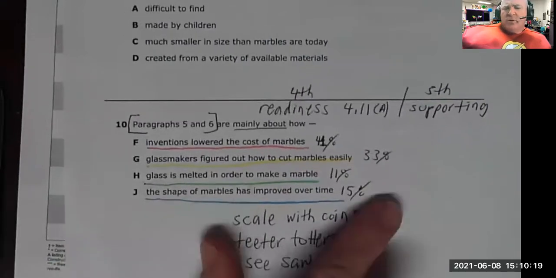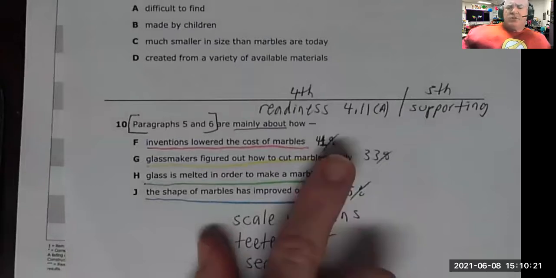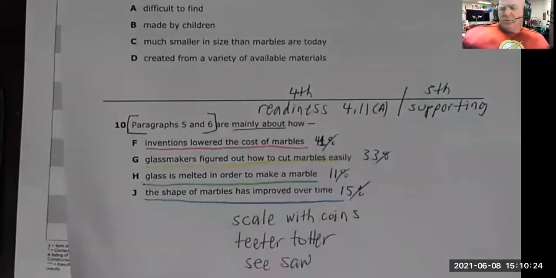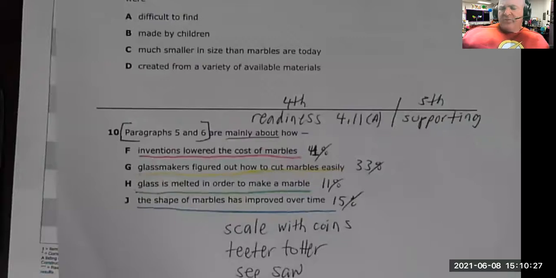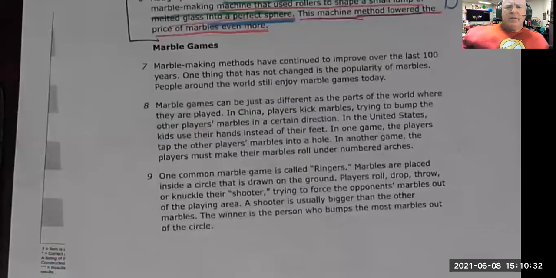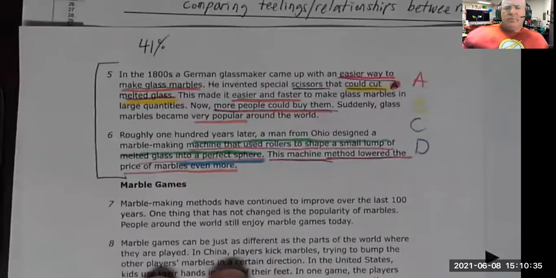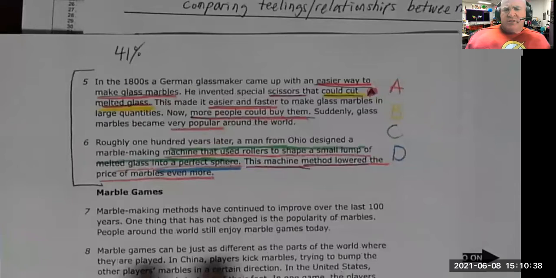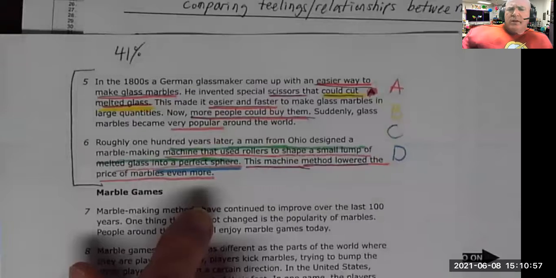So the two most chosen answers are F and G. And all I did was print out paragraphs 5 and 6 for you. I'm just going to flip it over so you can see it. And so there I've color coded. And if you look closely, there's a lot of red, which is A, only a little bit of B, the cutting of the glass, yellow, only a few lines of green, letter C, and a few words of D, the blue.